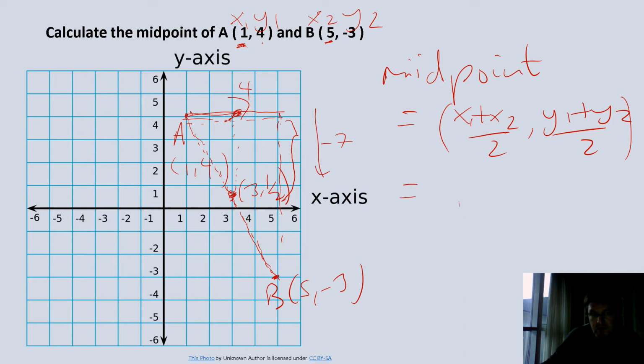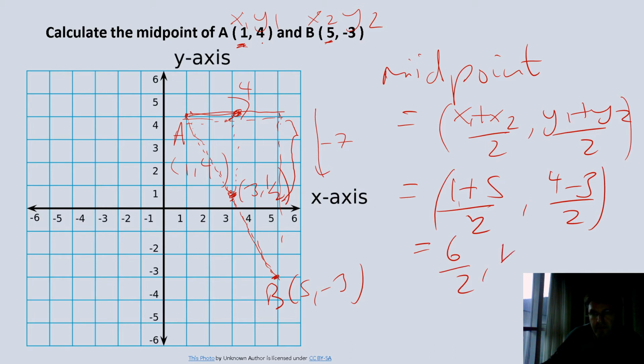So the average of 1 and 5, the x values. Then we get the average of the y values, 4 minus 3. And you can see we arrive at 3.5 as we did on the graph.